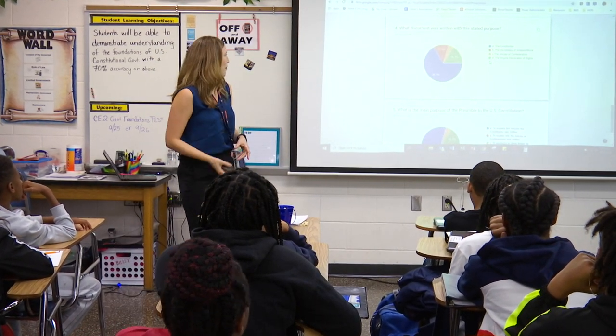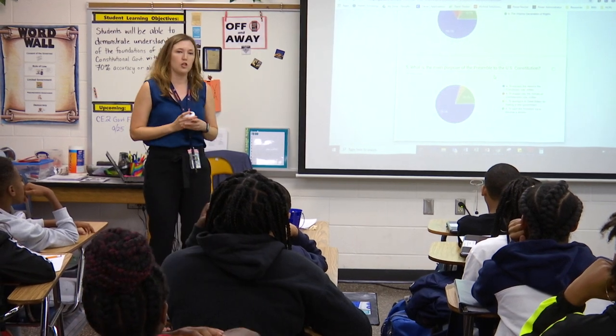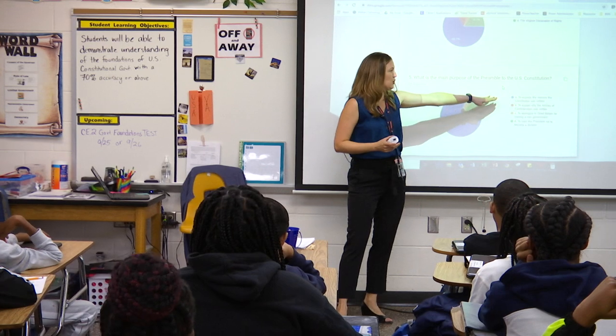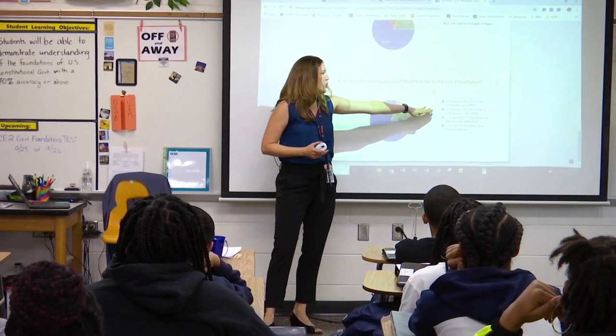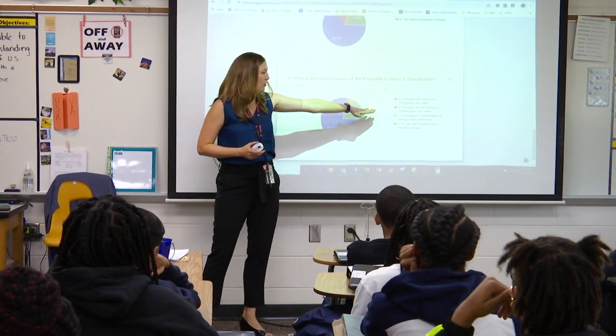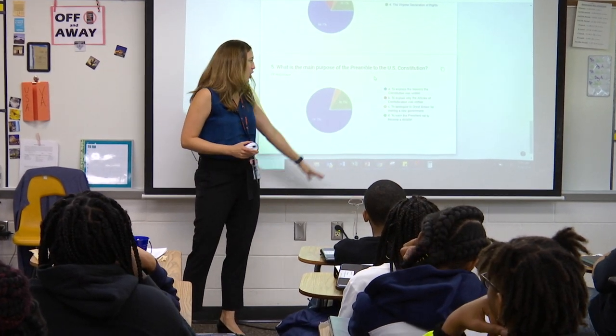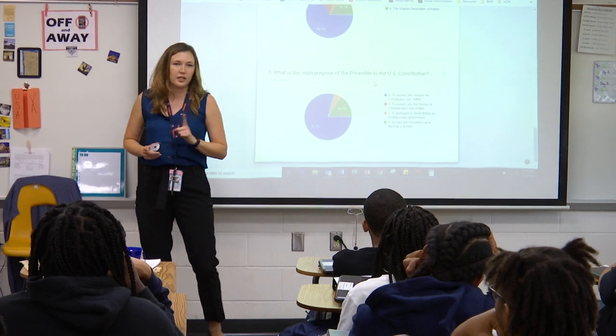Last question, what is the main purpose of the preamble to the U.S. Constitution? Options are A, to express the reasons why the Constitution was written, to explain why the Articles of Confederation was written, to apologize to Great Britain for making a new government, or to warn the president not to become a dictator.